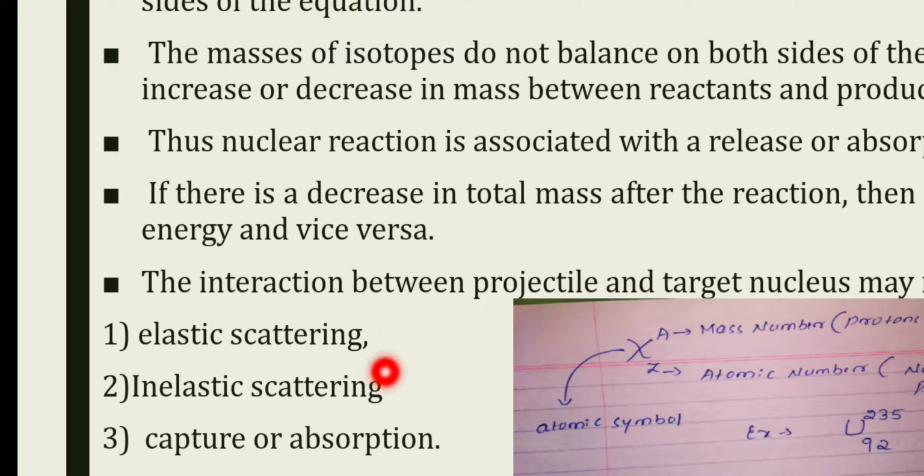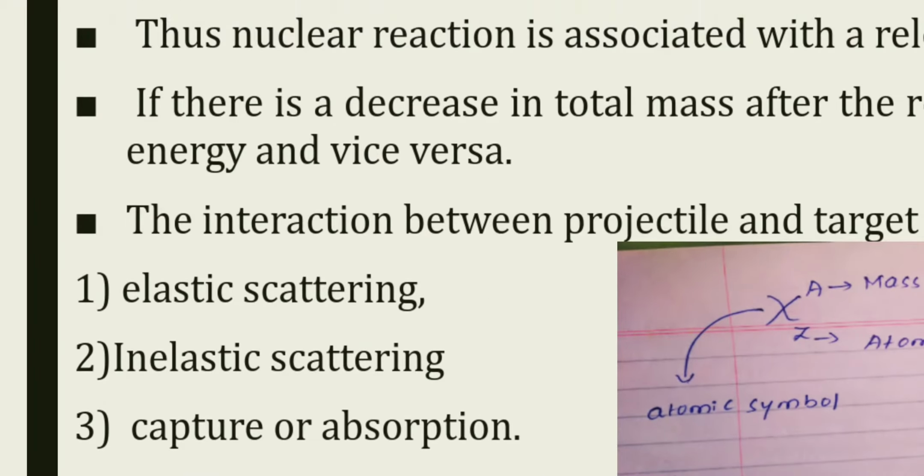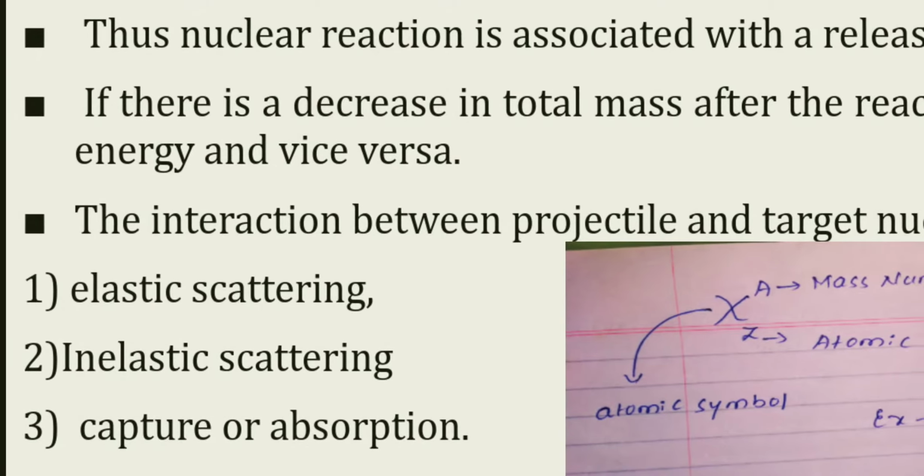The second process is inelastic scattering. Inelastic scattering means the kinetic energy of the incident particle is not conserved. Here the kinetic energy is not saved. Then the third process is the capture or absorption process. In capture, uranium-235 collides with the projectile, the neutron itself. If during this reaction the neutron completely disappears from the system, that process is called capture or absorption.